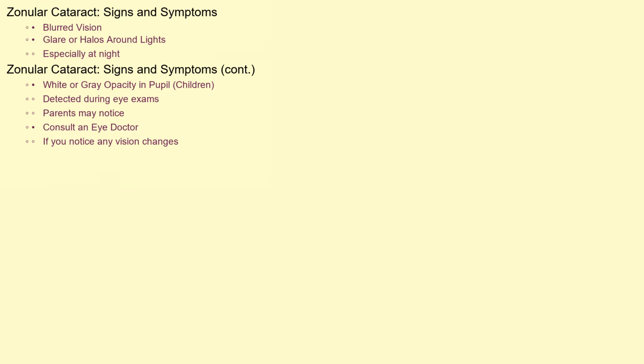What are the signs and symptoms of a zonular cataract? The primary symptom is blurred vision. The degree of blurriness can vary, depending on the size and density of the cataract. Some people might experience glare or halos around lights, especially at night. In children, zonular cataracts can sometimes be detected during routine eye exams, or parents may notice a white or gray opacity in their child's pupil. If you notice any changes in your or your child's vision, it's crucial to consult an eye doctor.